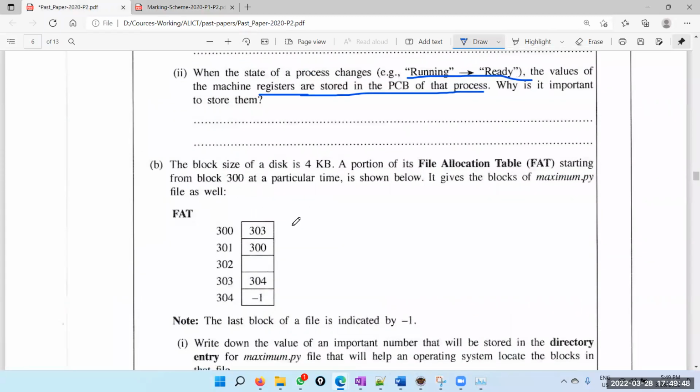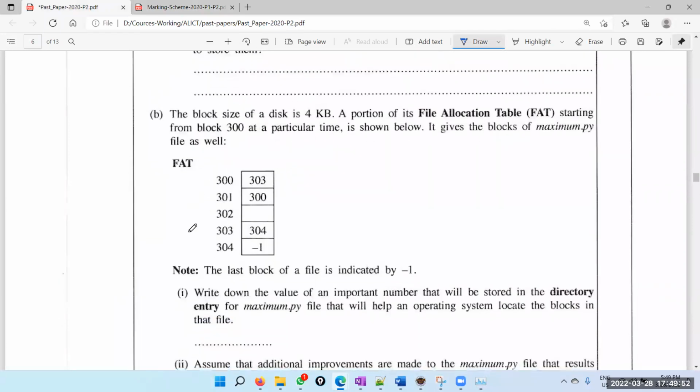So this is file handling. Okay. So this question is a very popular question. Read it properly. A block size of a disk is 4 kilobytes. Remember, files are kept in blocks. So these blocks can be read to the memory. This is a file question, not a memory question. A portion of its file allocation table starting from block 300 at a particular time is shown below.